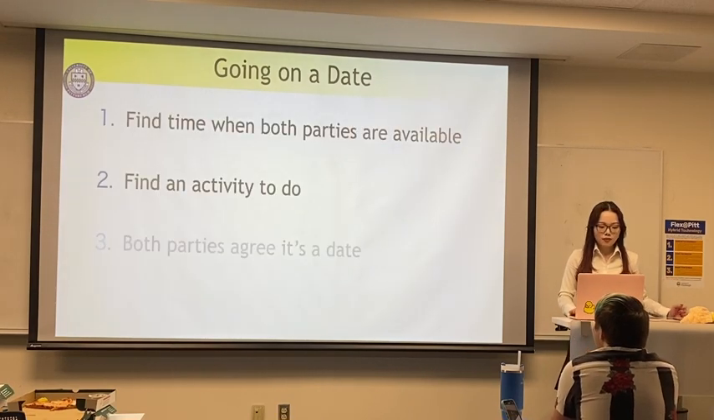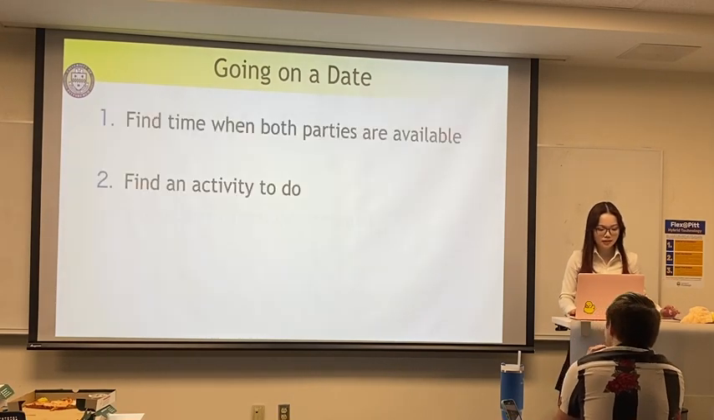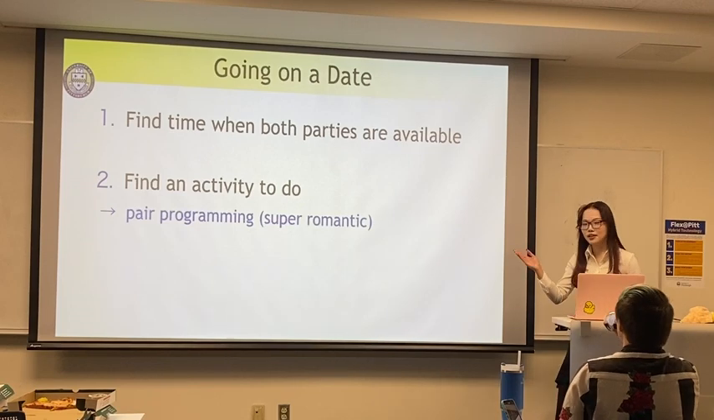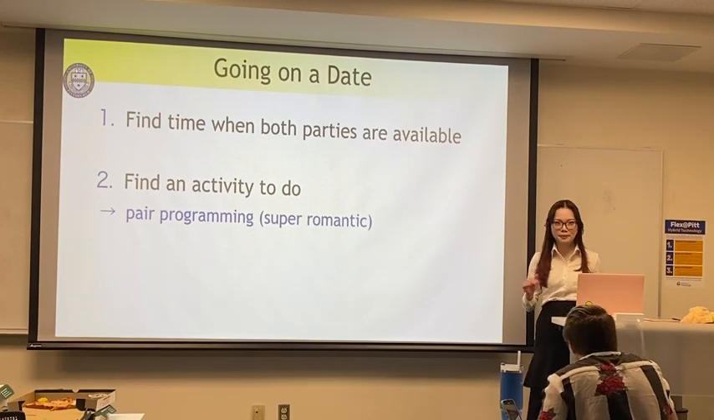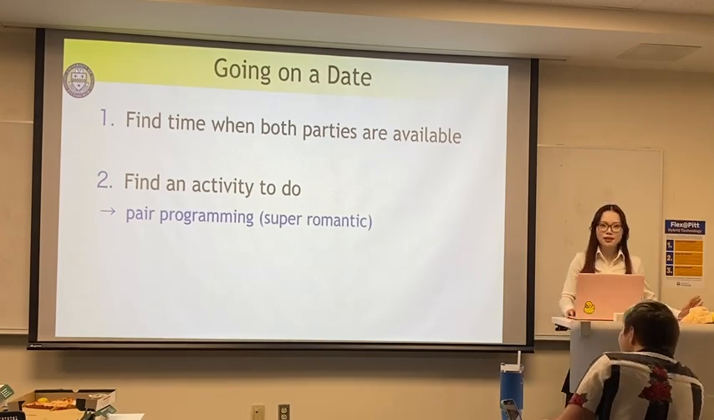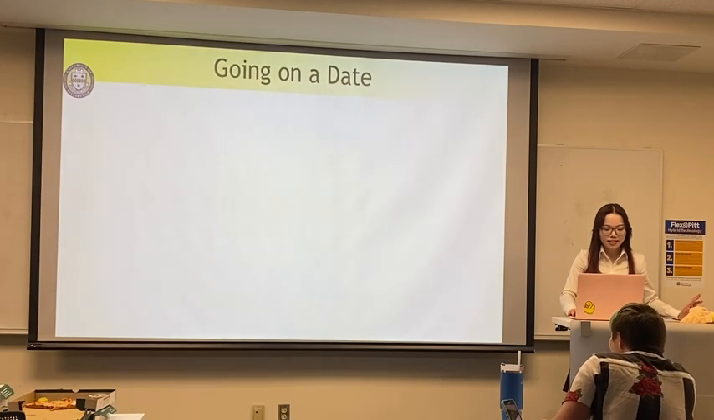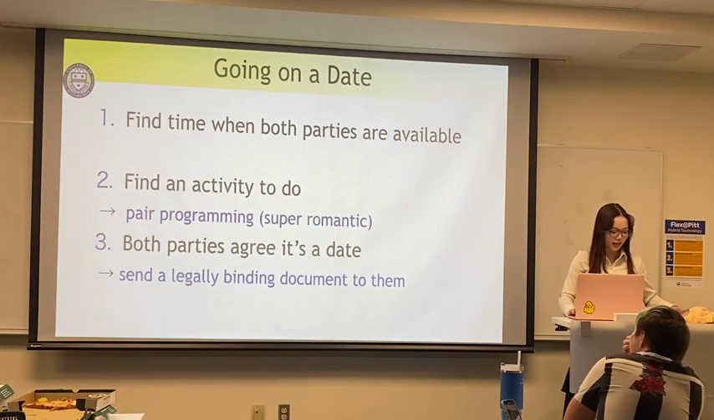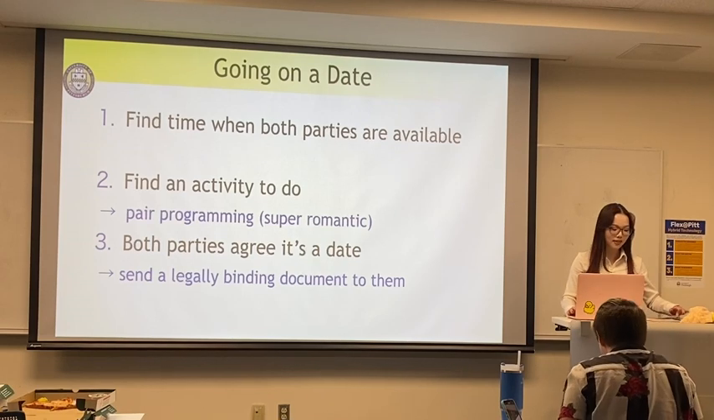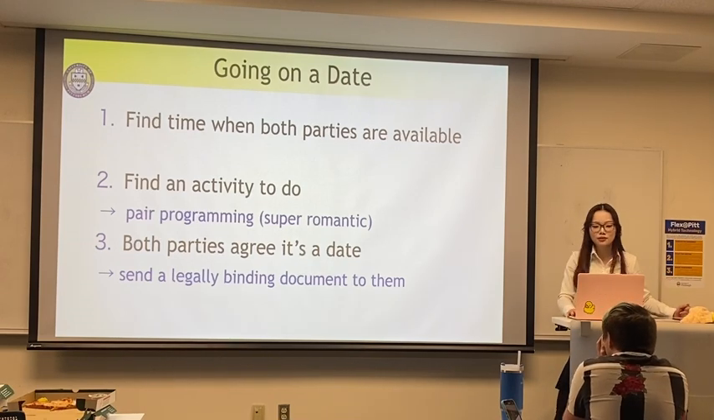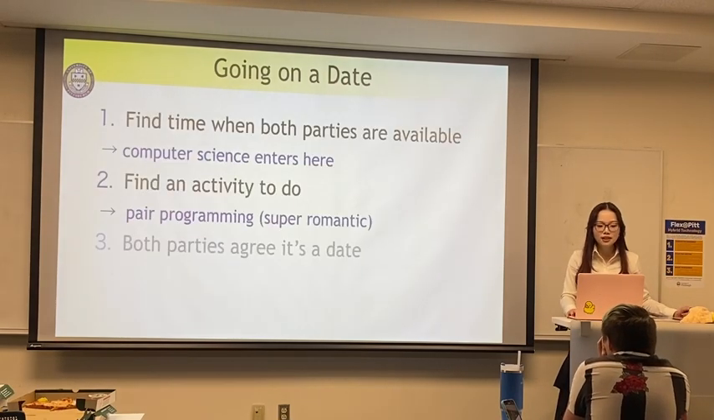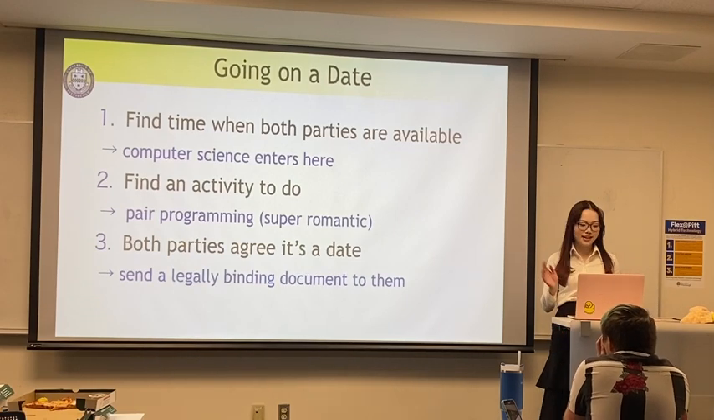Okay. For these three things, find an activity to do: you pair program. It's the most romantic experience you can do. Never had a hotter date than that. Okay, and for both parties agreeing it's a date, send a legally binding document to them saying that it's a date, just for the sake of it. And then find a time when both parties are available. That's when computer science hits.